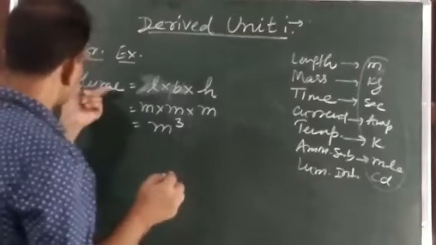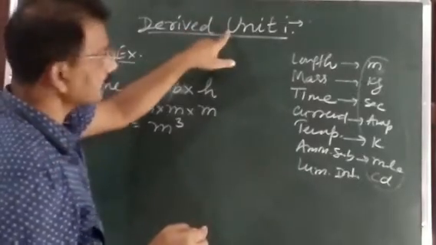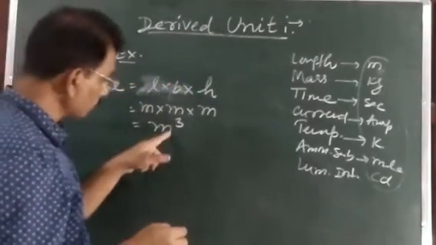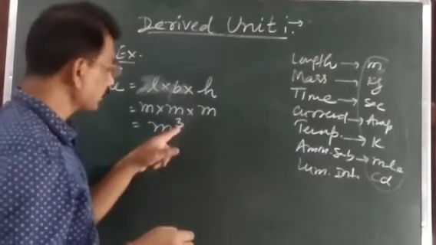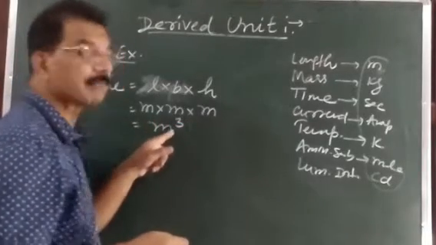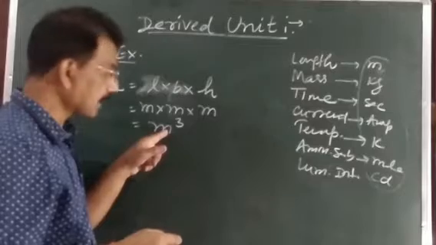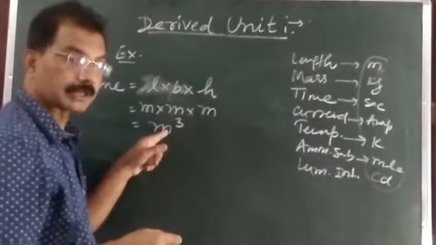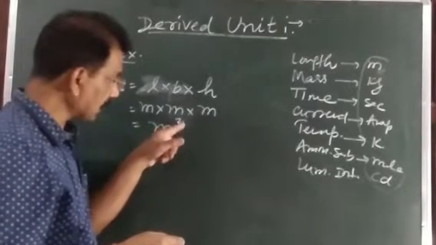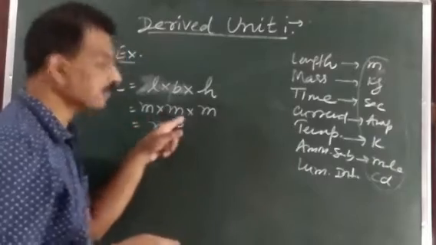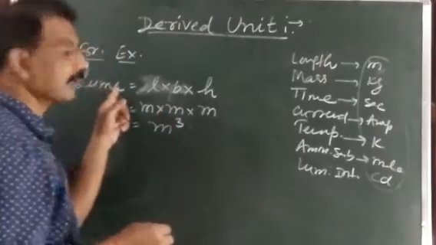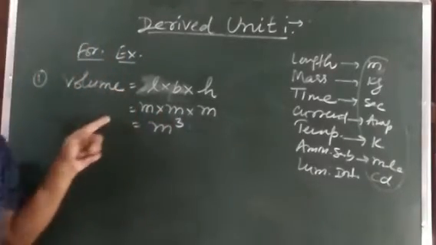It means volume is a derived unit which is equal to meter to the power 3, where meter is a fundamental unit. मतलब इस फंडामेंटल यूनिट पे, मीटर पे जब हम पावर 3 लगा दिए तो हमको एक डेराइव्ड यूनिट मिली और उस डेराइव्ड यूनिट का नाम क्या हो गया? वॉल्यूम.